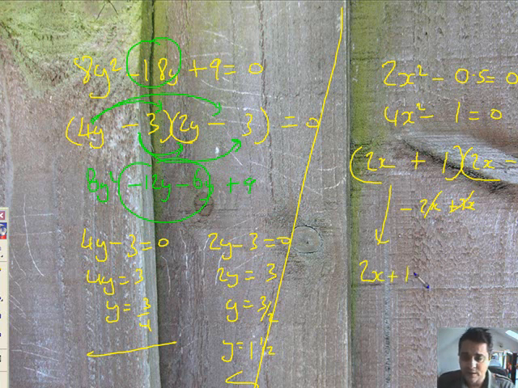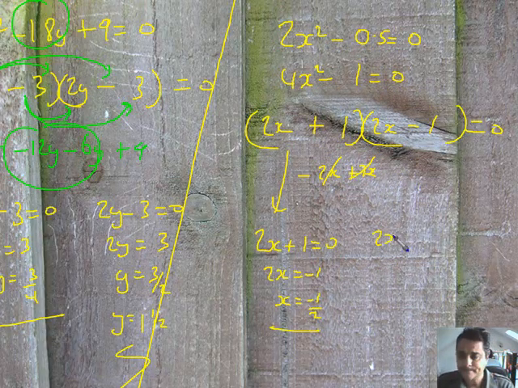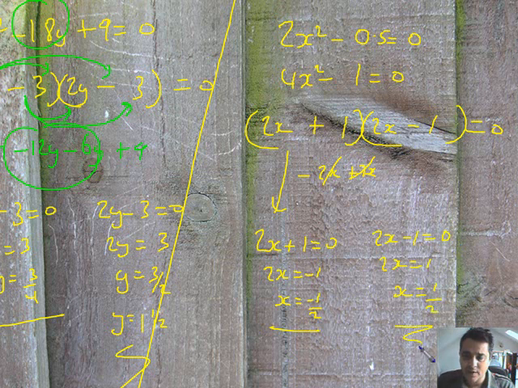I've got 2x plus 1 is 0. So 2x equals negative 1. x equals minus 1 over 2, minus a half. This side, 2x minus 1 also equals 0. 2x equals 1, from which x becomes 1/2. There's my two solutions. Lovely.